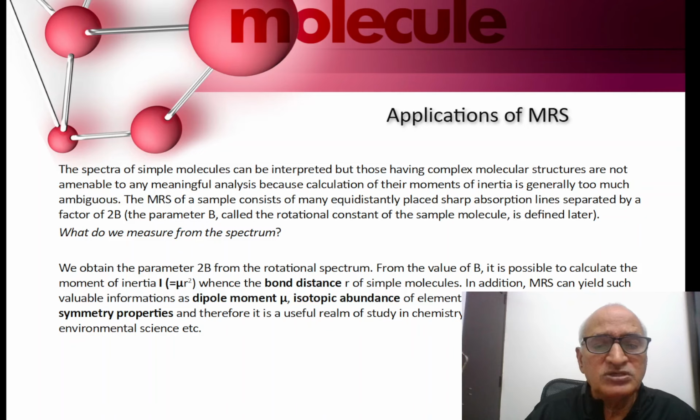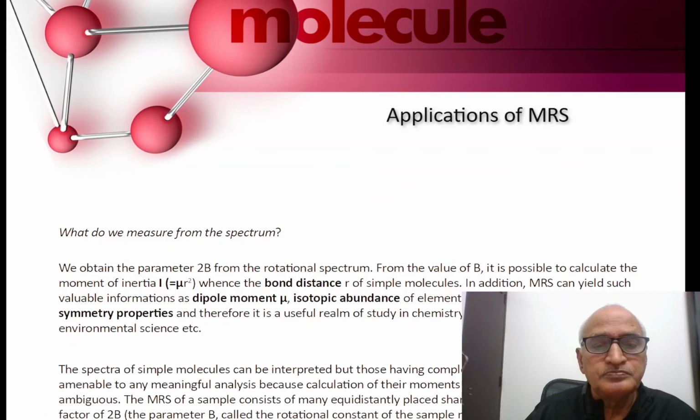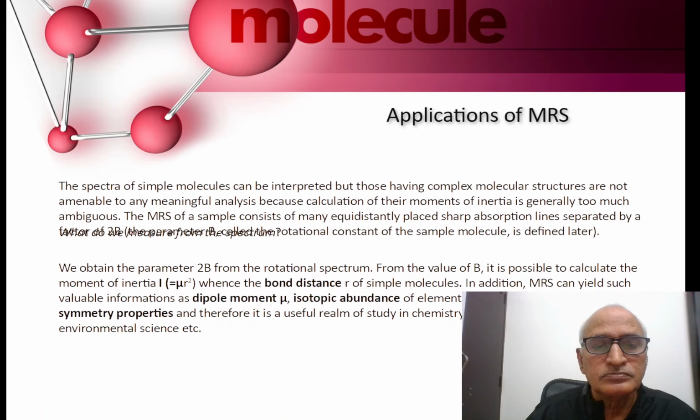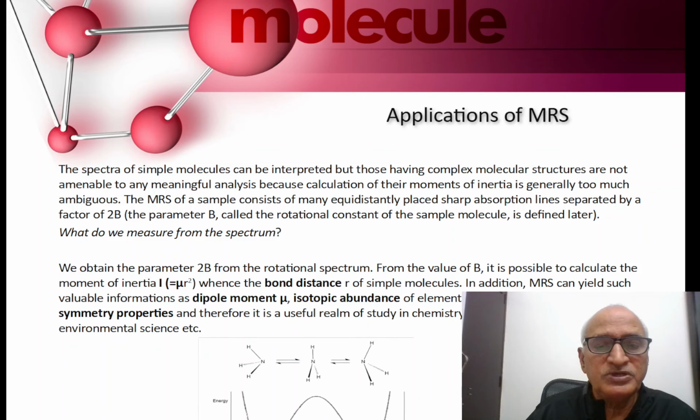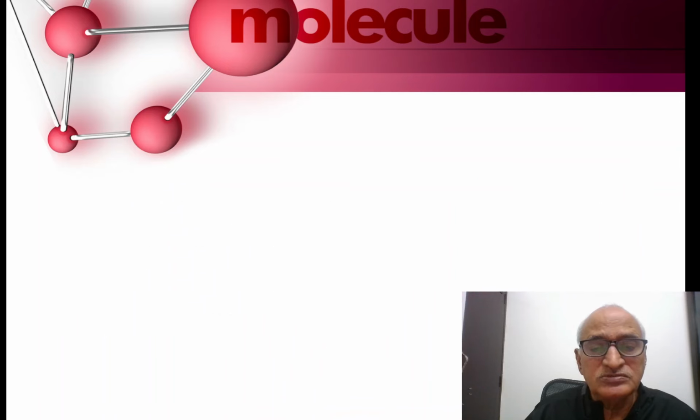Here I have shown conformation of ammonia molecule as a function of angle. See the beautiful picture. Ammonia molecule changing from one conformation to another, and below is shown the energy diagram against the angle of rotation. So the barrier can be measured using this microwave rotational spectrometry.